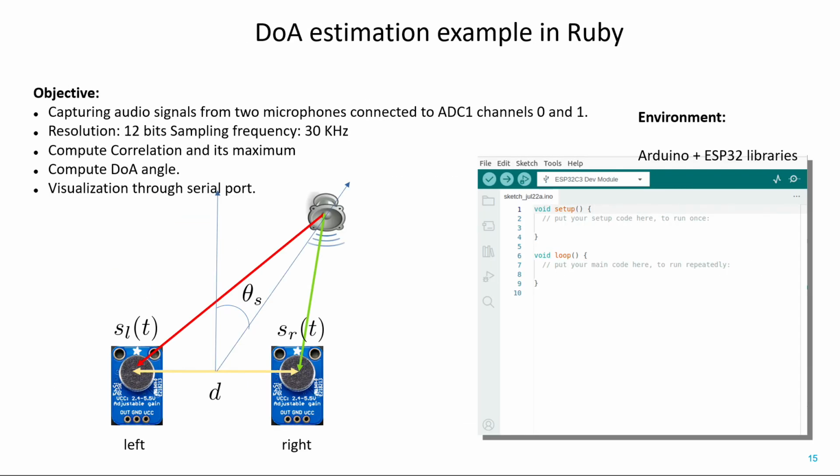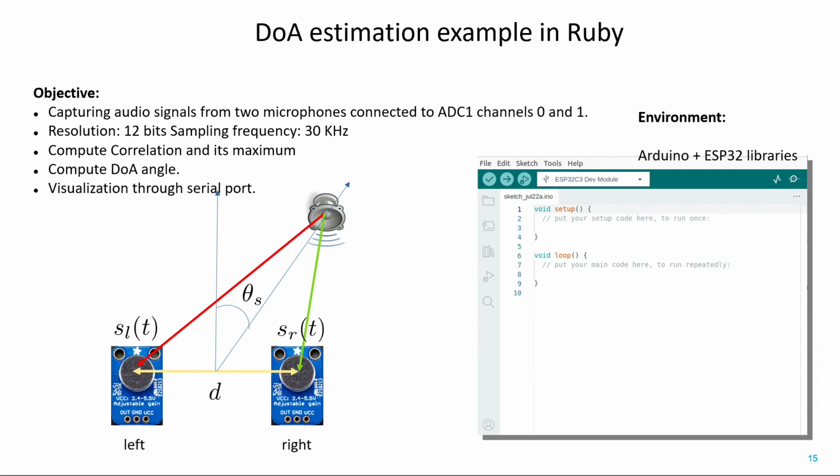Now, let's look at a practical implementation of these principles. We are going to propose a DOA estimation example using the Ruby board. The objective is to capture audio signals from the two microphones connected to the ADC1 at a resolution of 12 bits and a sampling frequency of 30 kHz per channel. We will compute all the steps of our algorithm, the correlation and the maximum of the correlation, the DOA angle, and we will also use the serial port for visualization.